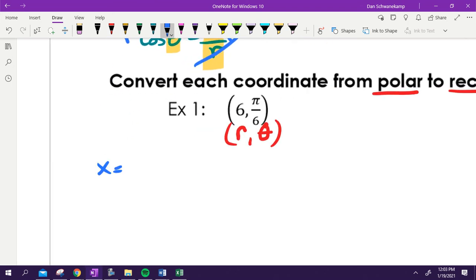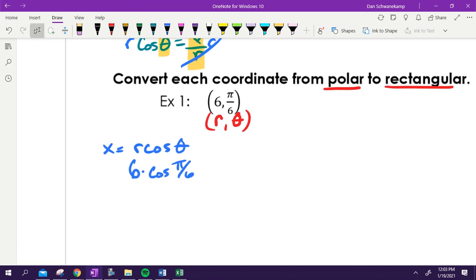Okay, so that's what we're going to do. We're going to figure out what x is by using r cosine theta. That is our formula. It's the x formula. It's going to get me my x. Then all we do is plug in. What's my r? My radius is 6. What's my angle? It's pi over 6. You don't need a calculator for that. You're very capable of doing this in your brain, and you're always going to do it in your brain.